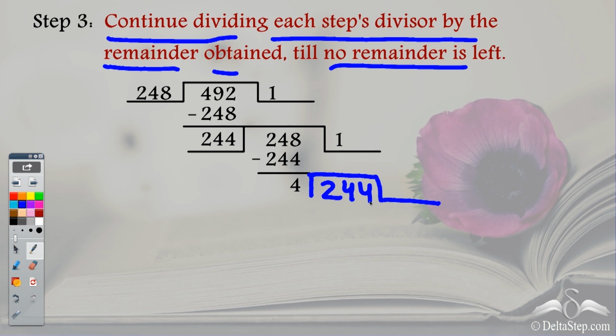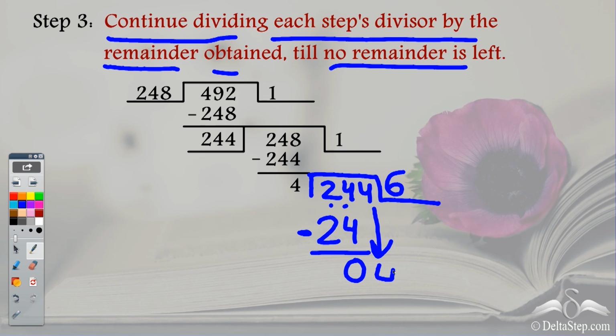So now 4, first I take one digit, that is 2. 4 doesn't go into 2. So I take 24. So 4 into 6 is 24. If I subtract this 24, I get a 0. But I need to bring this 4 down. And 4 goes into 4 one time. So this is a 4 and I subtract it to get 0.